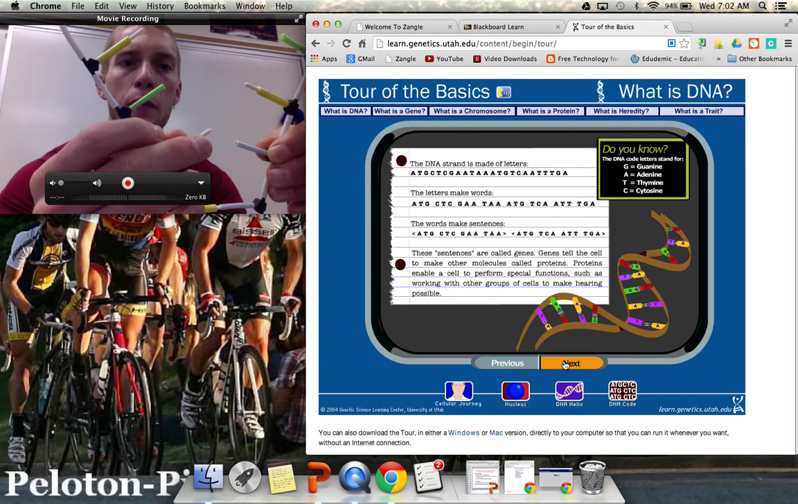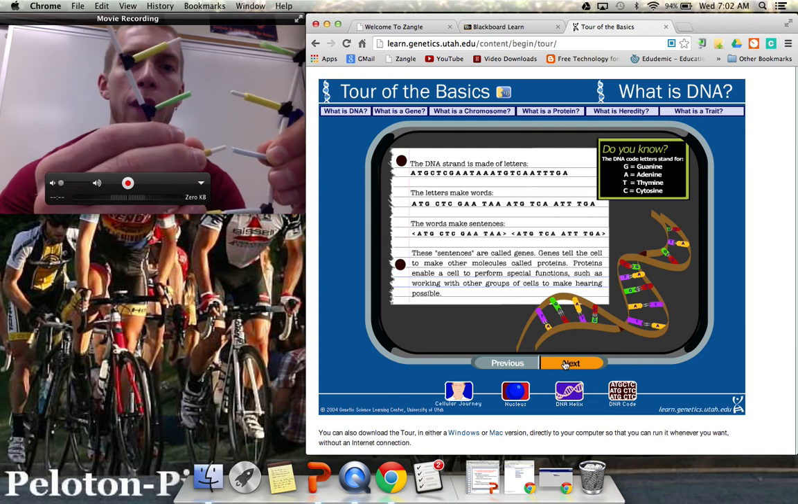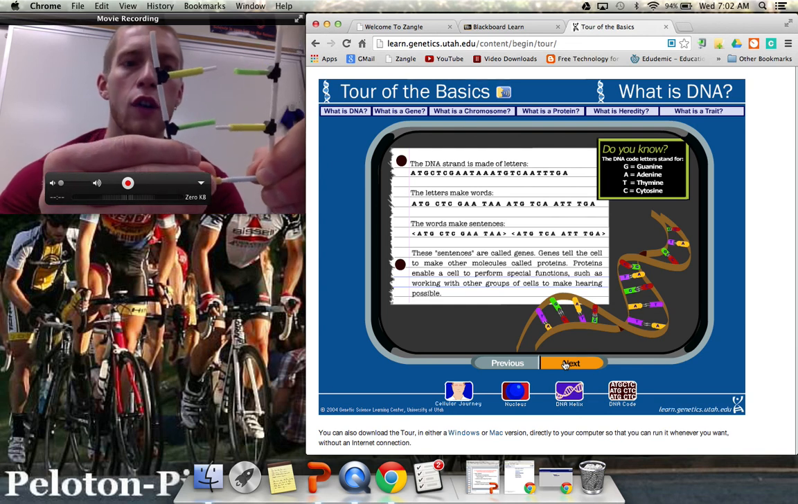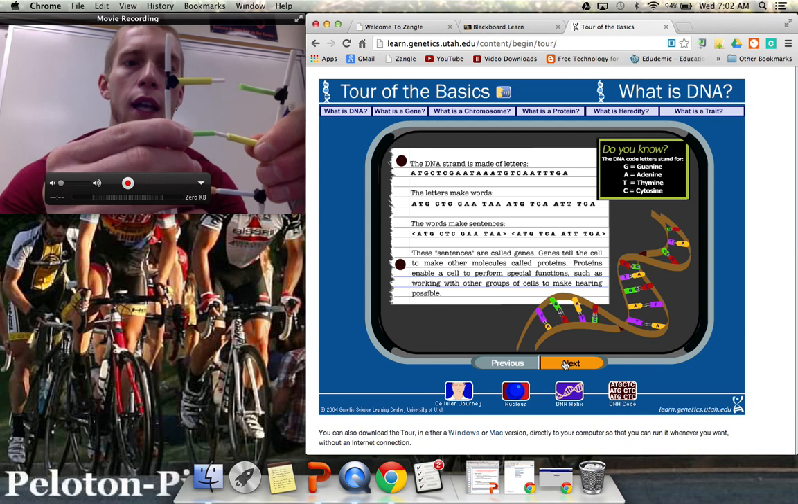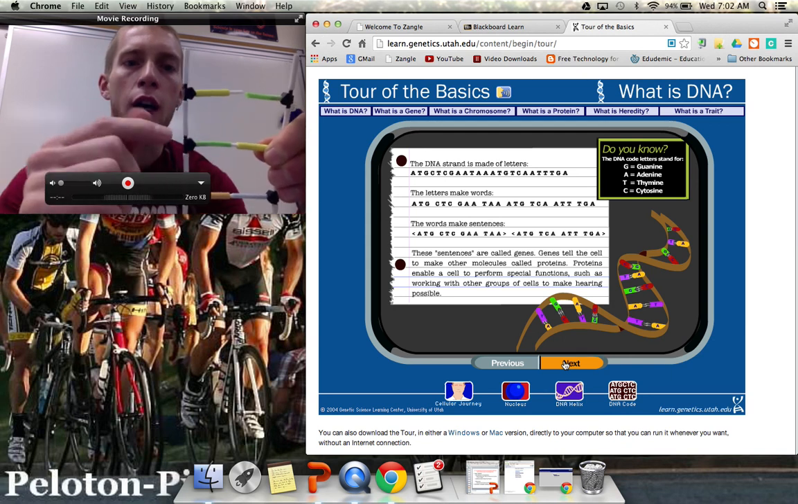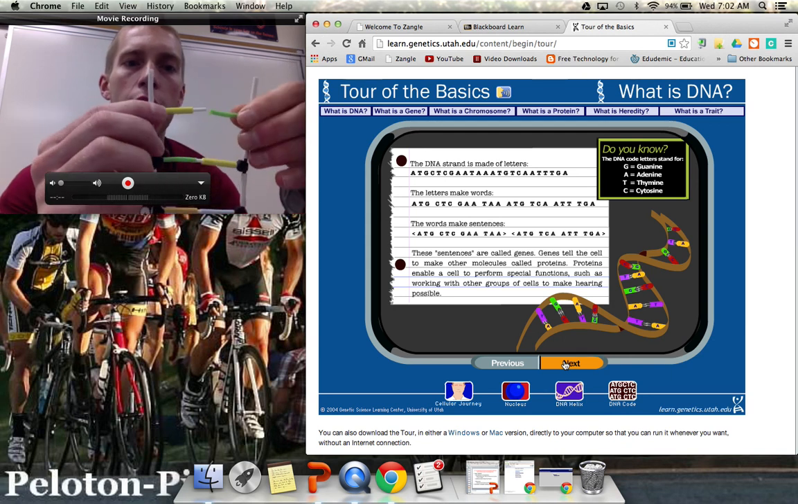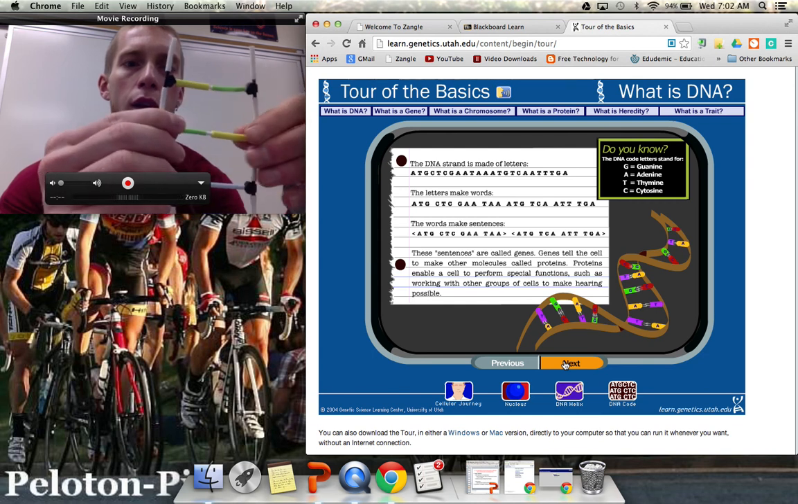And you can see this white piece in here as well. That is representing a hydrogen bond. So my DNA molecules, my nucleotides, are held together by hydrogen bonds.